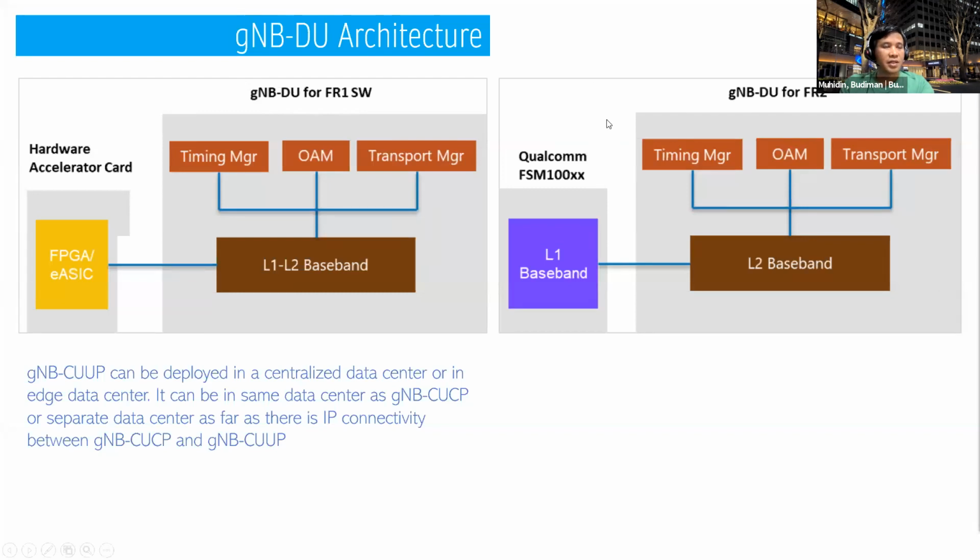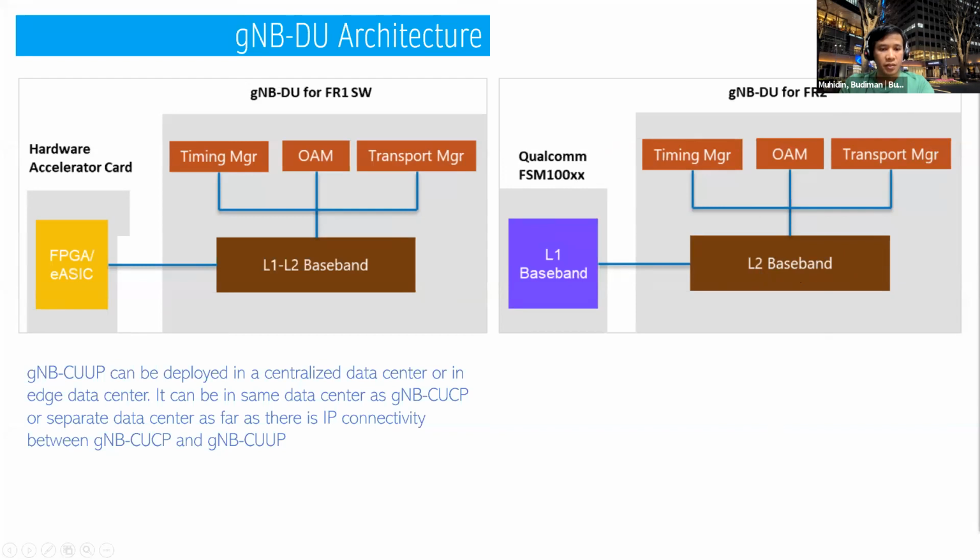And for mmWave frequency, DU has a different functionality, because here in mmWave we don't have the L1 baseband interface. The L1 baseband interface is separated in the radio panel. So in DU, we have only L2 baseband and functionality similar to DU for sub-6.